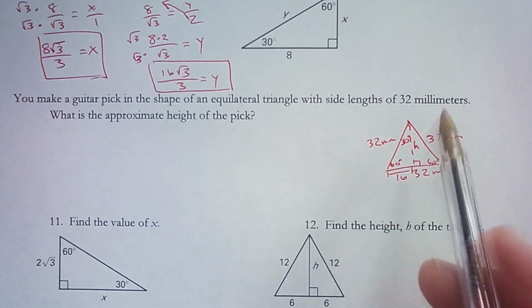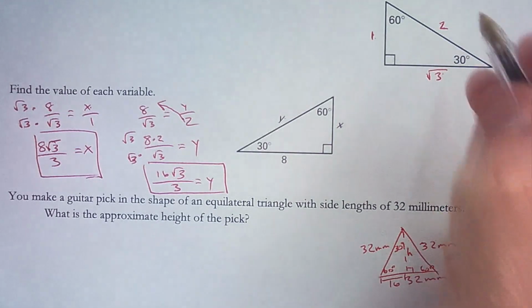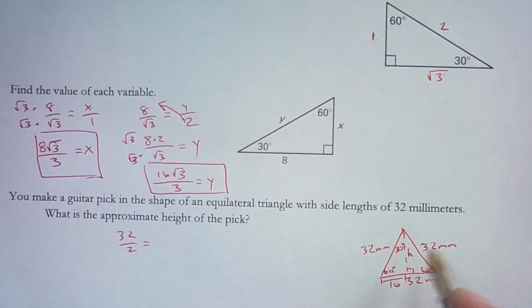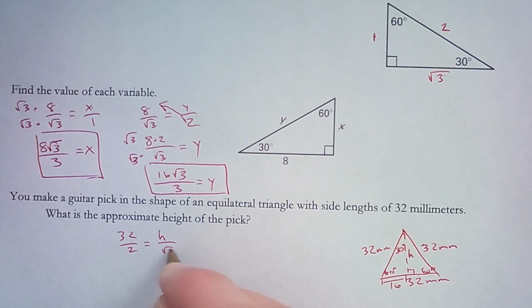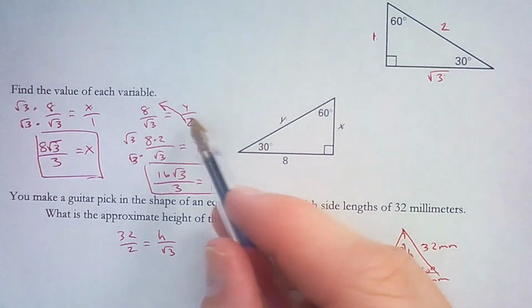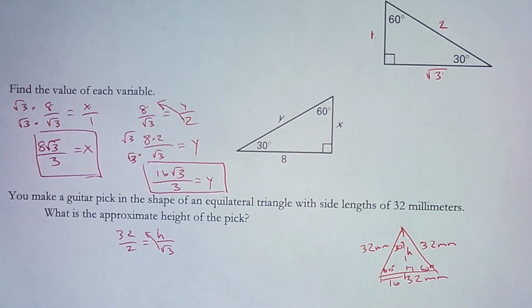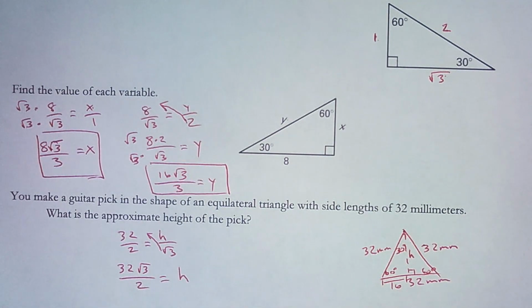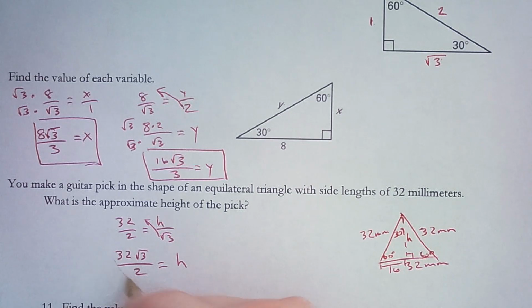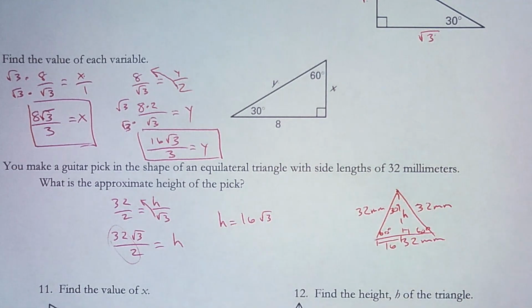Okay, now I can use my 30, 60, 90 triangle here, and I'll do hypotenuse is to hypotenuse. 32 is to 2 as the longer leg, h, is to the square root of 3. Okay, now, just like I did here, instead of doing cross products and dividing, since my h is on top here, I can just take what's on bottom and multiply it across here. So I have 32 times the square root of 3 over 2 equals h. Now, 32 is divisible by 2. So I get h equals 16 times the square root of 3.